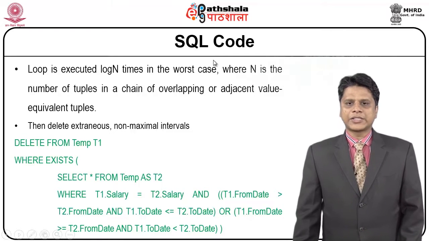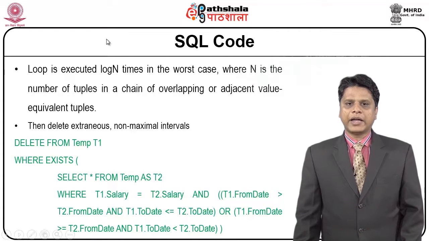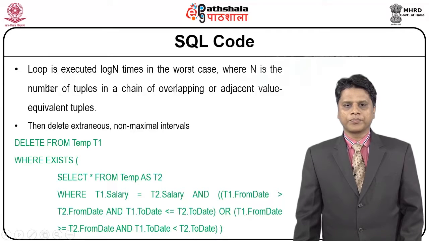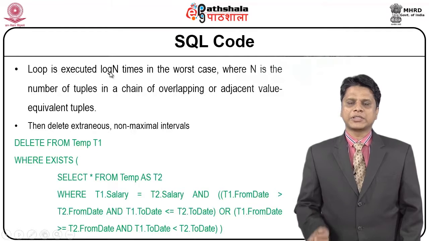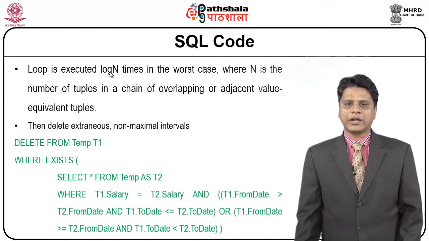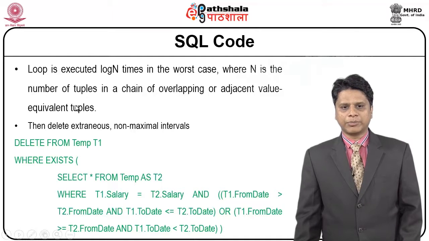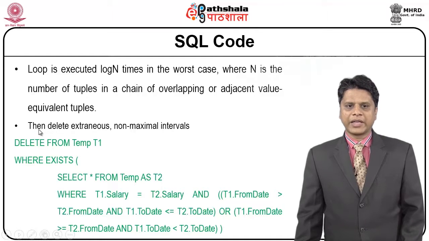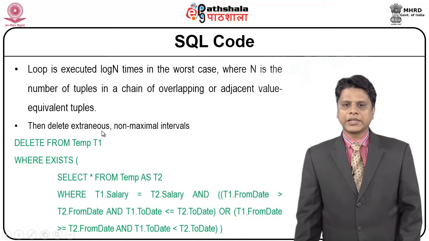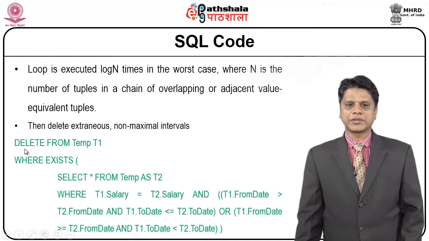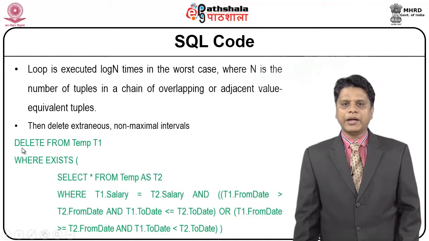At a similar instance, for the same SQL code, we will try understanding the delete code. The loop is executed, so in the previous case we have done a repeat procedure. The loop is executed log n times in the worst case, where n is the number of tuples in a chain of overlapping or adjacent value-equivalent tuples. In that specific case, we then delete extraneous or non-maximal intervals with a SQL command.